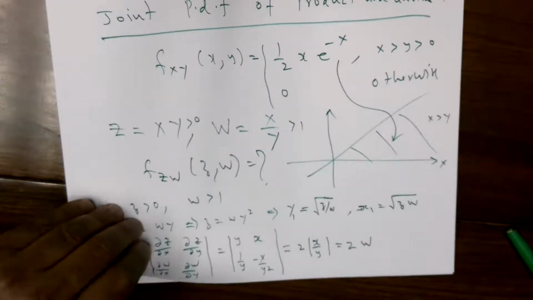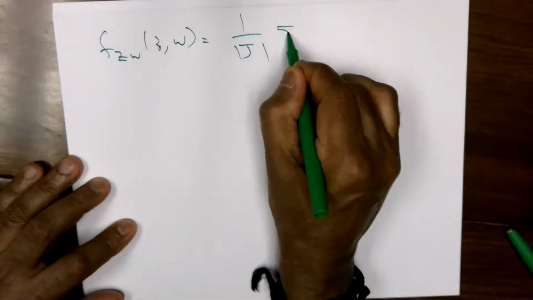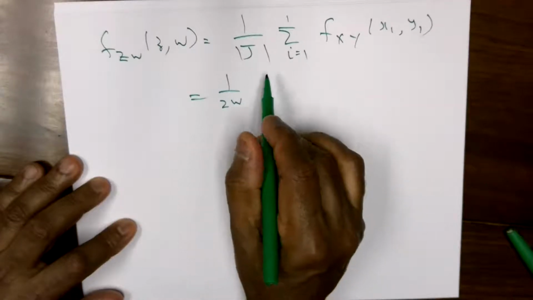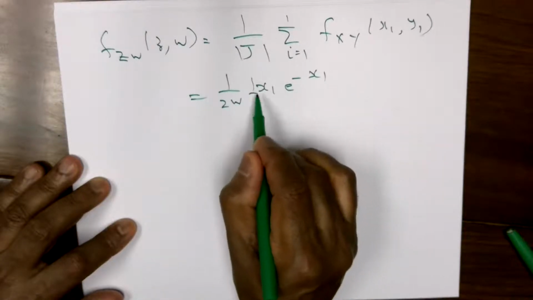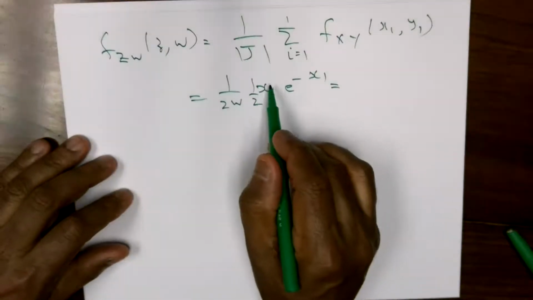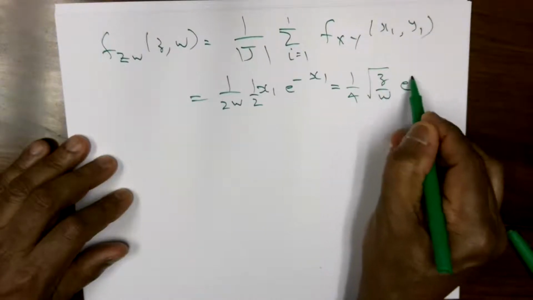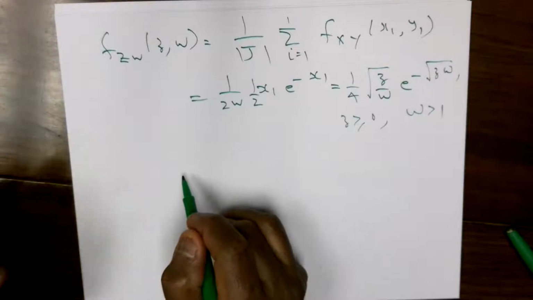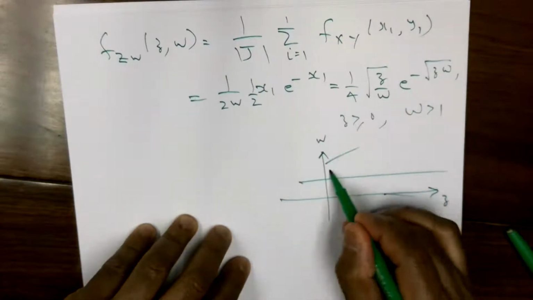So we are ready to substitute to find the joint density function of Z, W. That's going to be 1 over the Jacobian. There's only one root here, and f_XY at x1, y1, so that's 1 over 2w, and f_XY(x1, y1) is simply a half x1 e to the power minus x1, where x1 we figured out to be the square root of zw. So this will turn out to be 1 over 4 times square root of z over w, e to the power minus square root of zw, for z positive, w greater than 1. So that's the joint density function in this region, for z positive and w greater than 1.